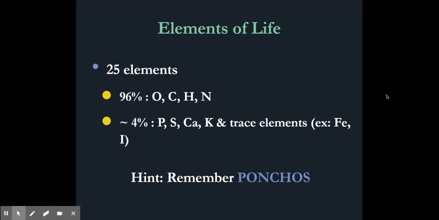Now you can remember this. There are a few different mnemonic devices. I always like ponchos. So the six major elements of life are phosphorus, oxygen, nitrogen, carbon, hydrogen, oxygen again, which has a reason behind that, as well as sulfur.